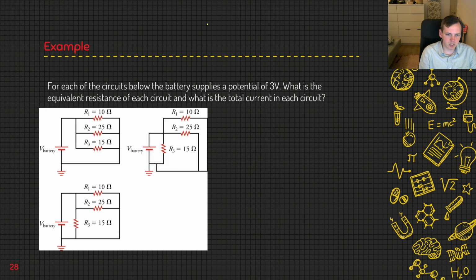For each of the circuits below, the battery supplies a potential of 3 volts. What is the equivalent resistance of each circuit, and what's the total current in each circuit? If we look at this, these actually are all the same circuit, even though it's a little hard to tell. So I'm going to redraw that first one.